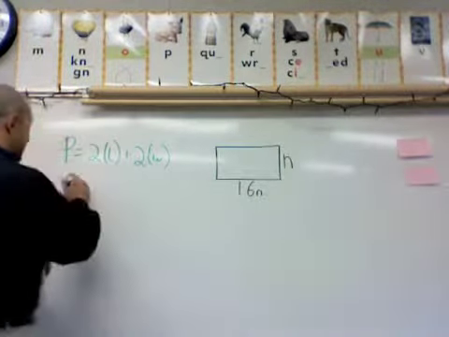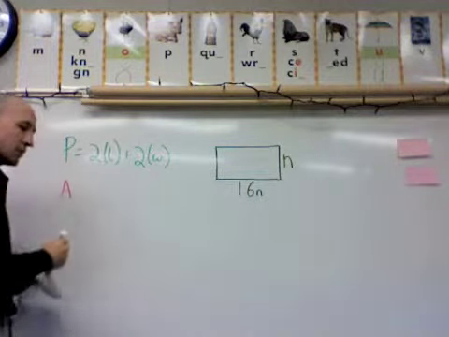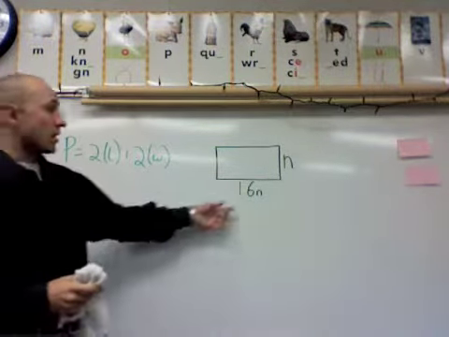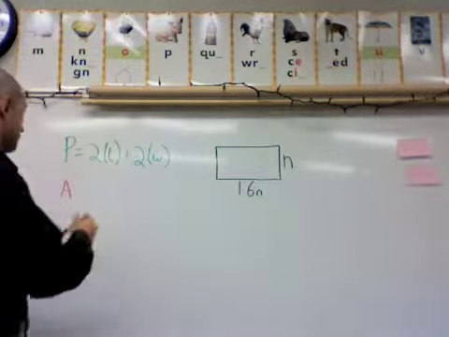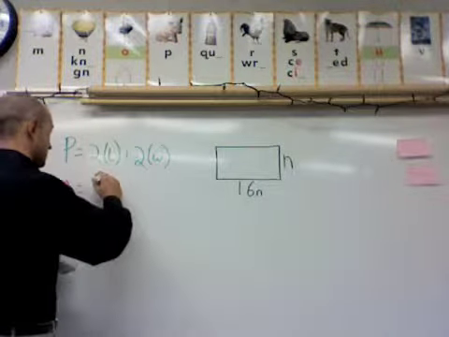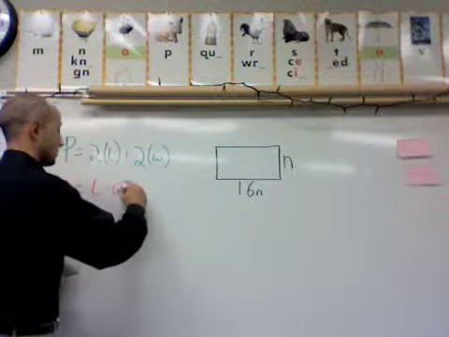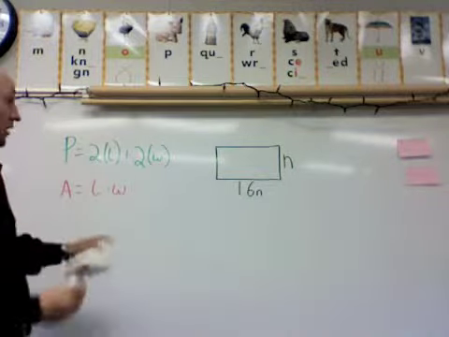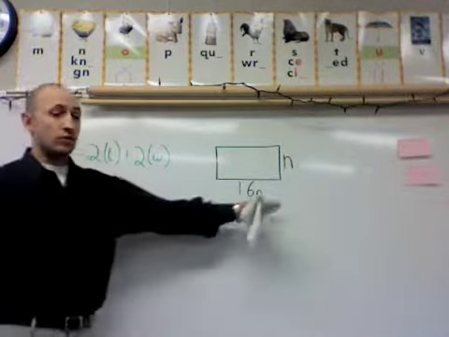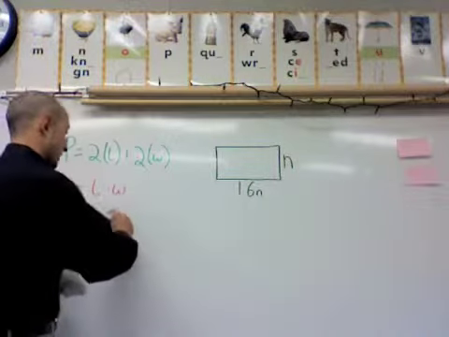Now the area is actually a little bit easier to do, because to find the area, all we have to do is multiply length times width. And it looks like this. Length times the width. So now I'm going to go in and replace these variables with the numbers that we have.